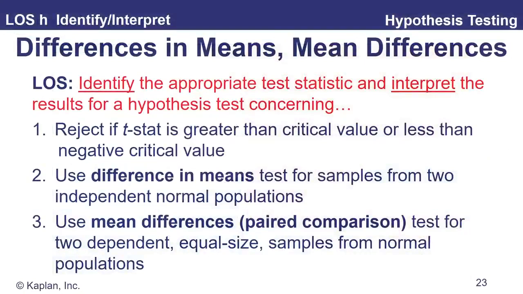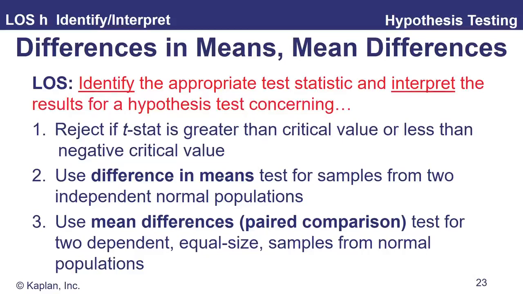Let's focus on the LOS here. It says, for both differences in means and mean differences, identify the appropriate test statistic and interpret the results for a hypothesis test. What it doesn't appear that we'll be doing is actually calculating the test statistic itself.